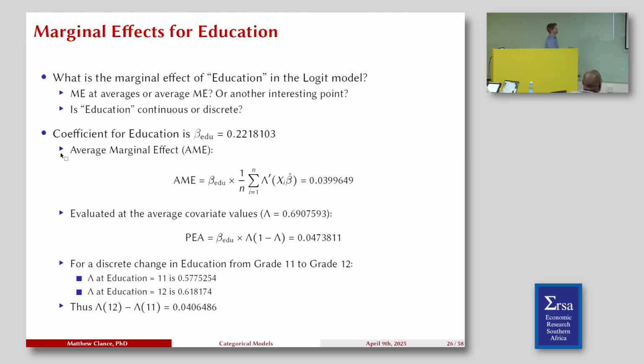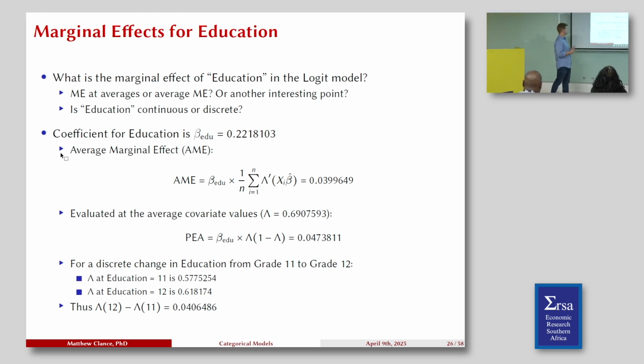And so what I'm going to do is go through an example with this and see how we might go about calculating, in this case, the marginal effect of education in the Logit model. I could make you do both, but it's going to be very similar for most cases. So the marginal effect at the averages, or the average marginal effects, or another interesting point.